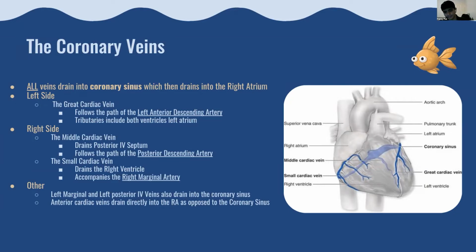The middle cardiac vein drains the posterior interventricular septum. That follows the path of the posterior descending artery, or the posterior interventricular artery. Descending and interventricular are synonymous; it just depends on the question or what it says in your text. The small cardiac vein drains the right ventricle and accompanies the right marginal artery. That's basically all you need to know. You just need to know those main three veins, great, middle, and small, and what they accompany: anterior interventricular, posterior interventricular, and then the right marginal artery.